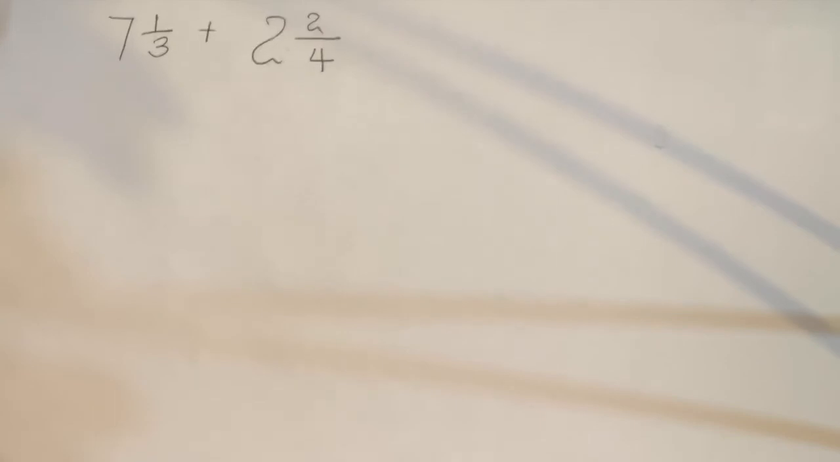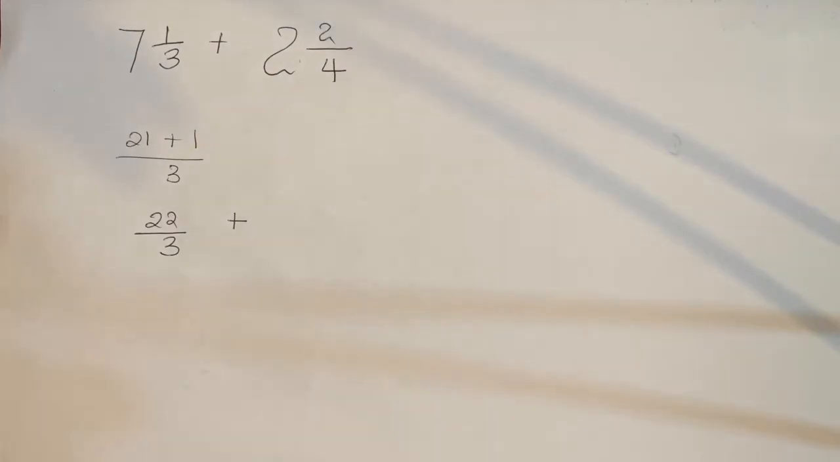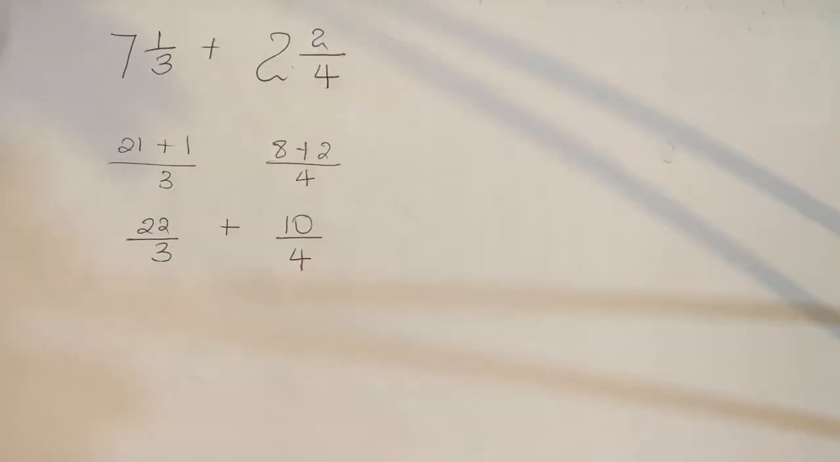So for example, we have 7 and 1 over 3 plus 2 and 2 over 4. So first you change both mixed numbers into improper fractions. So for the first one, we'd say 7 times 3, that would be 21, and you'd add a 21 to the numerator, which is 1. So 21 plus 1 equals 22, so your new fraction will be 22 over 3. For the second part, it's 2 times 4. 2 times 4 is 8, and you'd add that to 2. So 8 plus 2 is 10, so your new fraction would be 10 over 4.